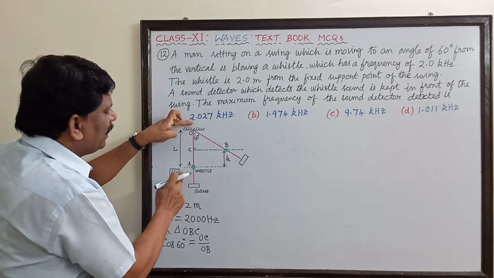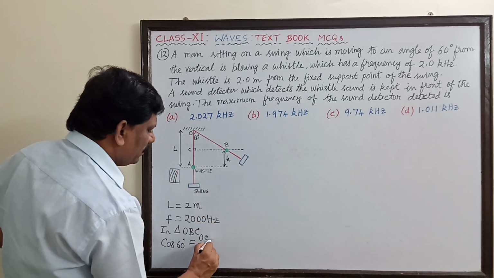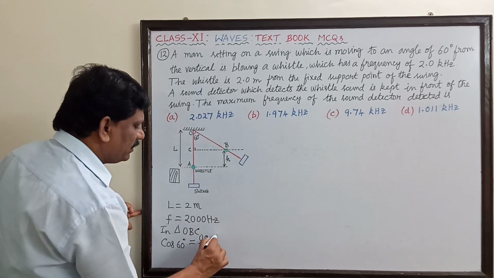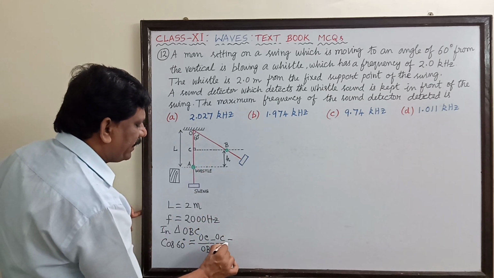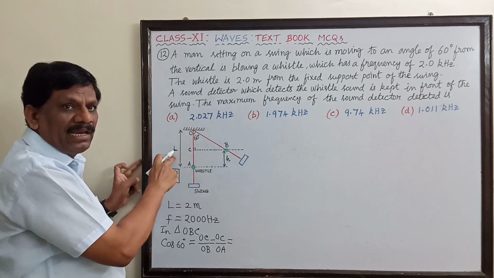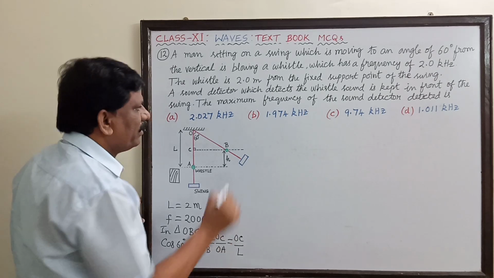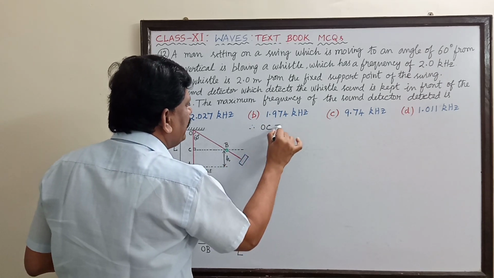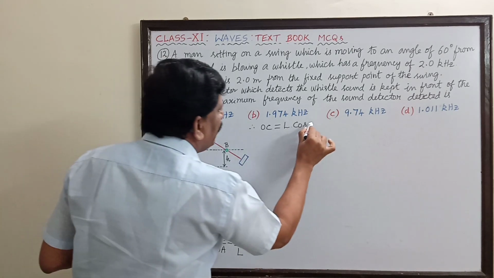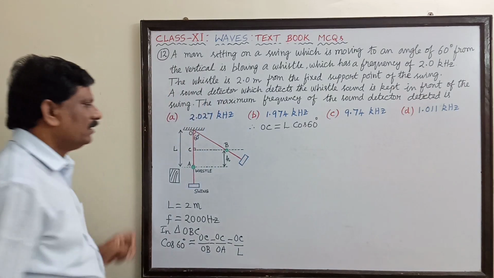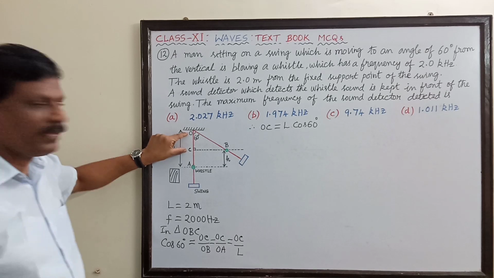But the length OB is also equal to OA, is it not? It is equal to the length of the string. So cos 60 is equal to OC divided by OA. Once again, OA is equal to L, so this is equal to OC divided by L. Therefore, the length OC is equal to L into cos 60. So first I have found this length OC.